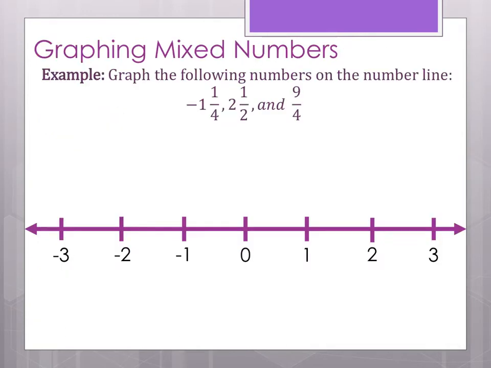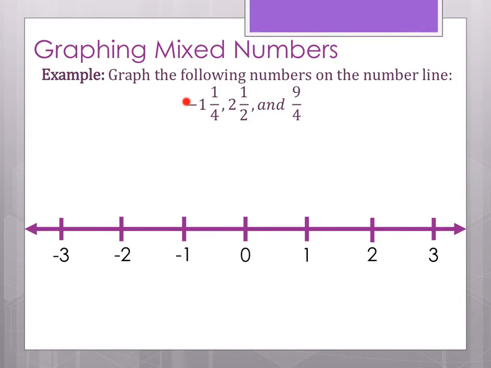First, we'll learn how to graph mixed numbers on the number line. Here we're going to graph three mixed numbers: negative 1 and 1/4, 2 1/2, and 9/4, which is actually an improper fraction. So let's start with the first one, negative 1 and 1/4. We know that since it's a negative number, we're going to have to go to the left of 0. So we're going to start from 0 and move to the left since it's negative.